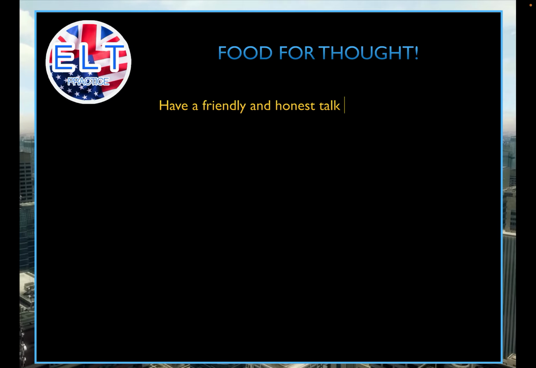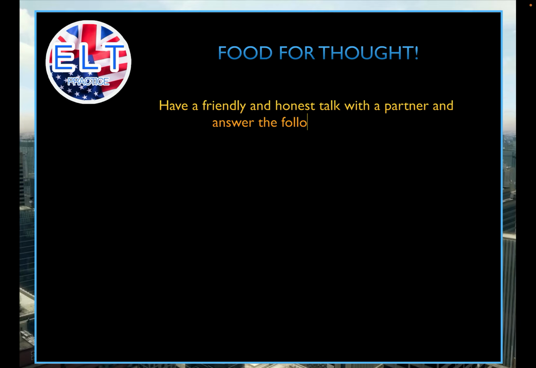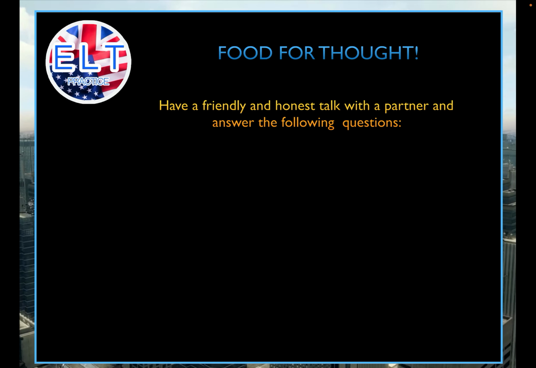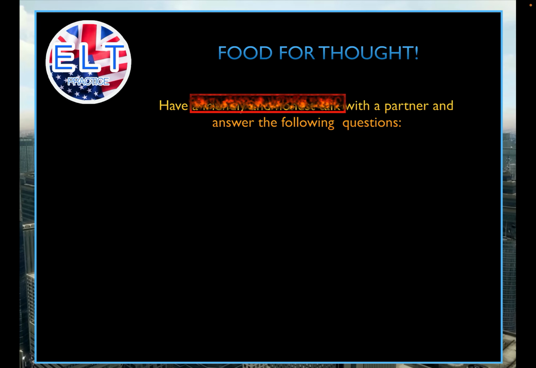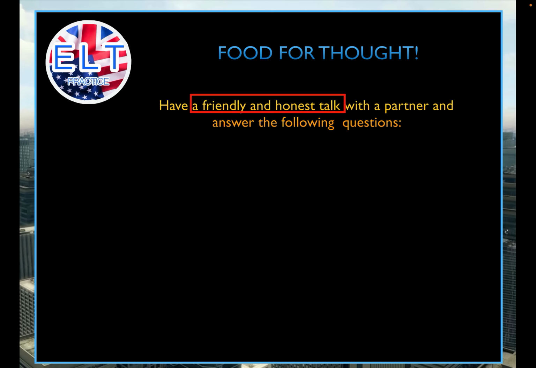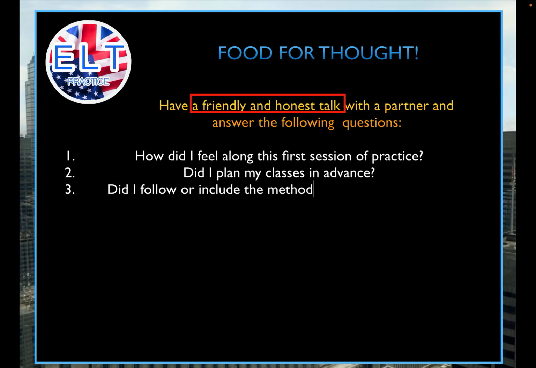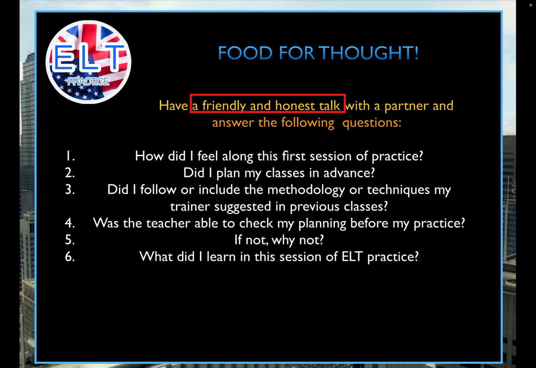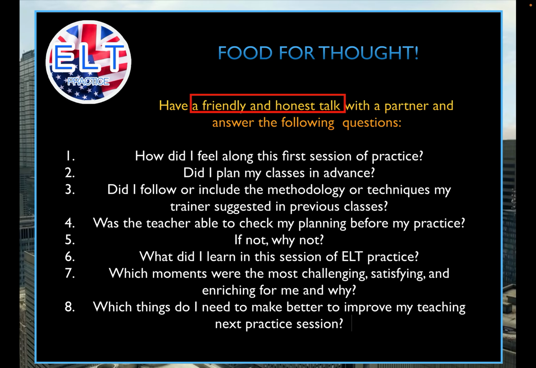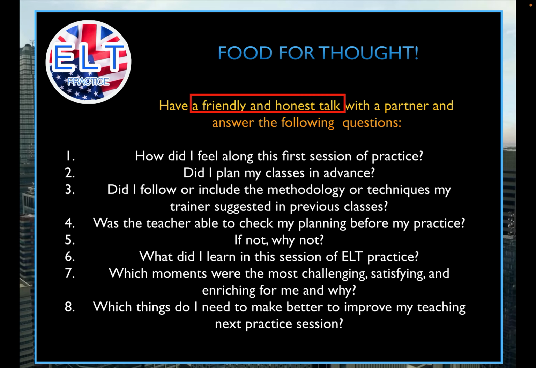Have a friendly and honest talk with a partner and answer the following questions. As I said before, have a friendly and honest talk. How did I feel along this first session of practice? Did I plan my classes in advance? Did I follow or include the methodology or techniques my trainer suggested in previous classes?